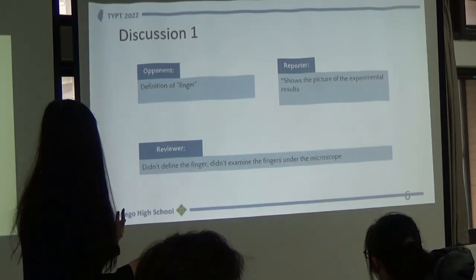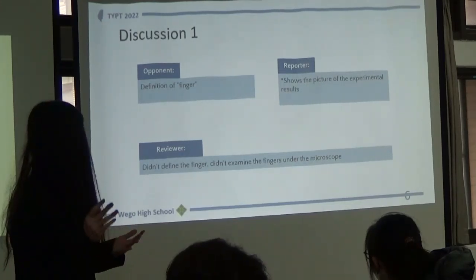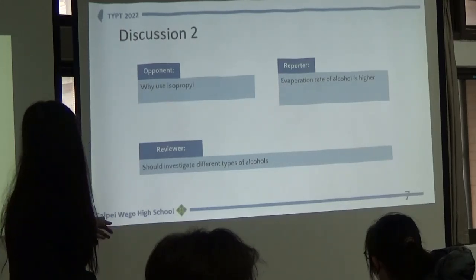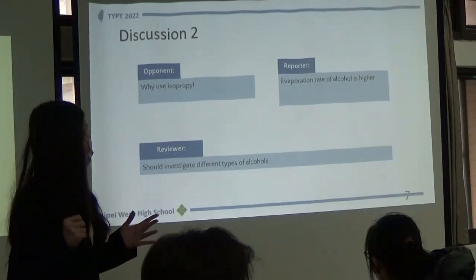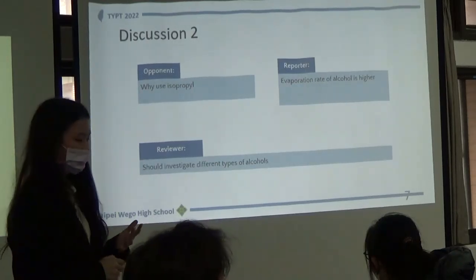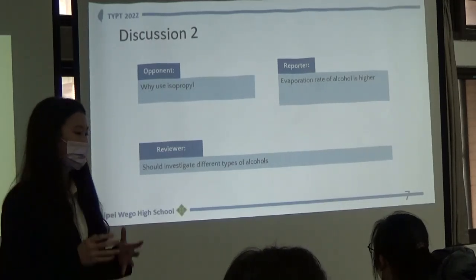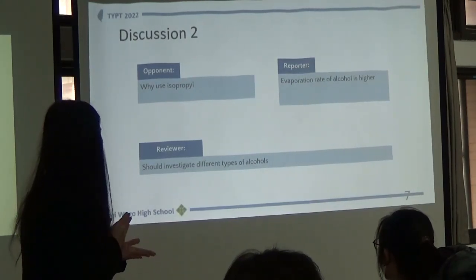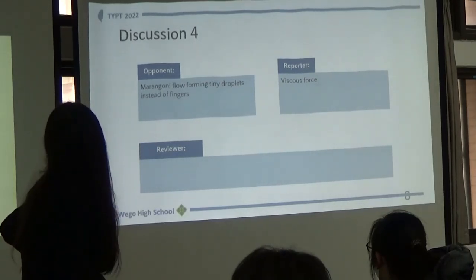As for the reviewers' view, we didn't think that the reporter would define fingers because they didn't access it under the microscope. And discussion 2 is, why do you use isopropyl? The reporter said because the evaporation rate of alcohol is higher, and the reviewers thought that they should investigate different types of alcohol and elaborate more on the properties of the alcohol which cause different evaporation rates.